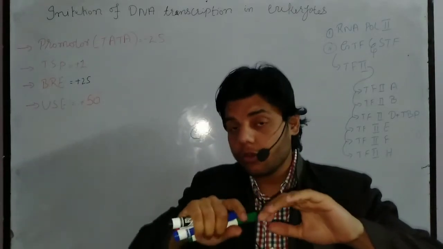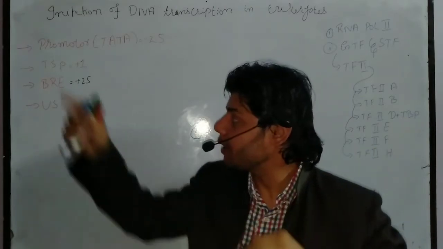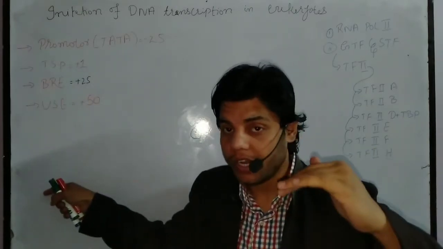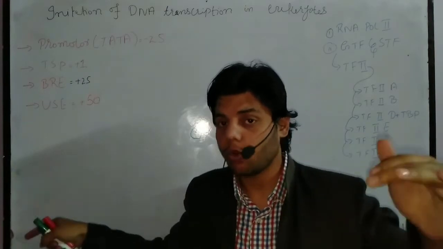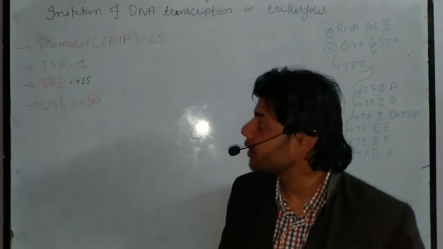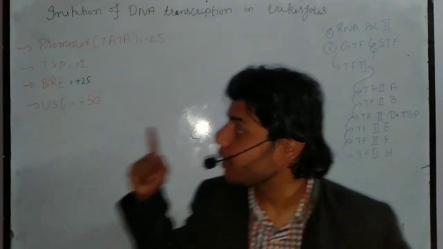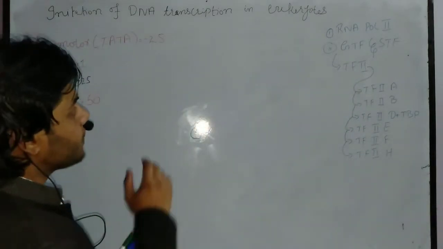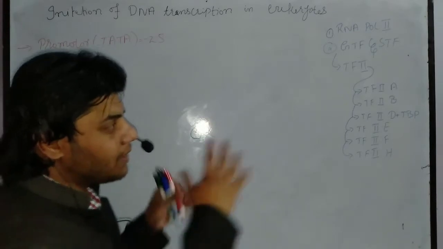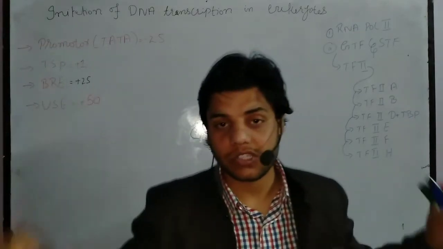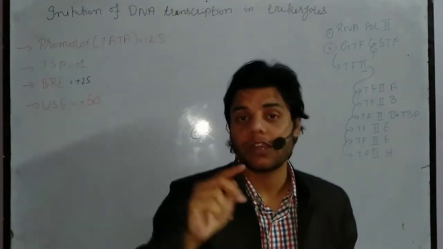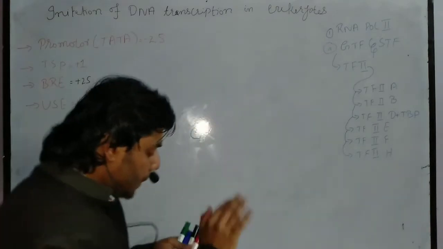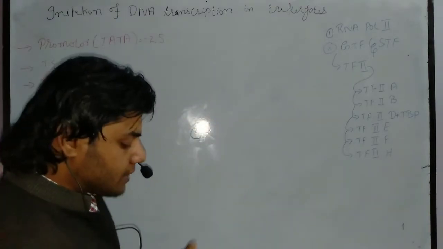I already drew a lot of sequences which are found in DNA transcription in the case of the eukaryote. You can go back and watch it, what kind of DNA sequences we need. So here we just need these things. Now again, this is the main thing that we require in initiation of DNA transcription.